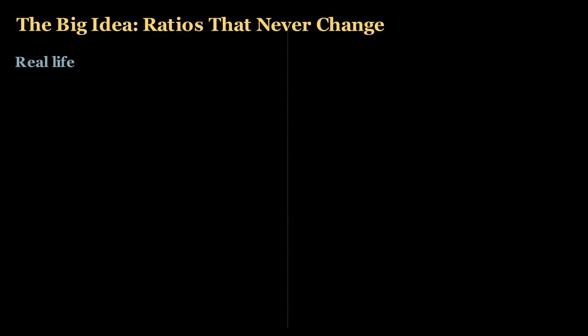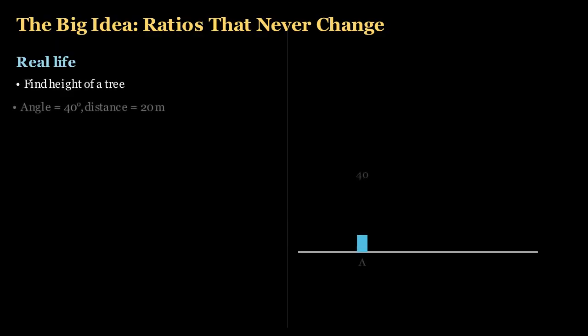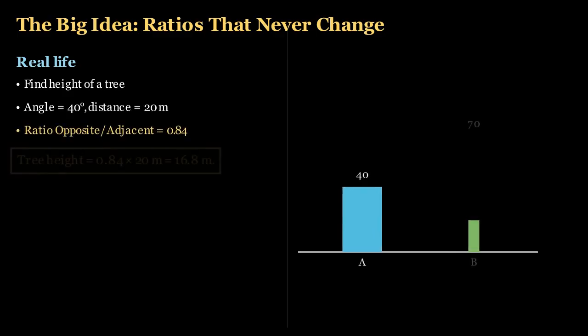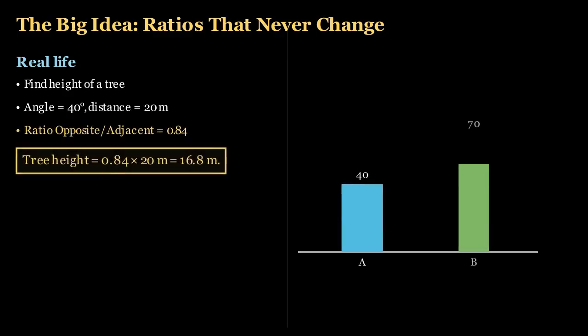Let's find a tree's height. You stand 20 meters back. Your sightline to the top makes a 40 degrees angle with the ground. The tree's height is the opposite side, and your distance is the adjacent side. For 40 degrees, the ratio opposite adjacent is.